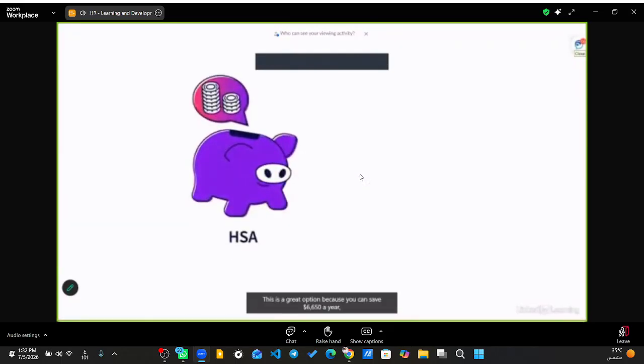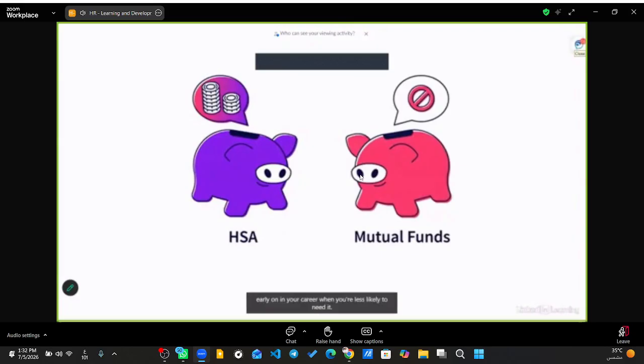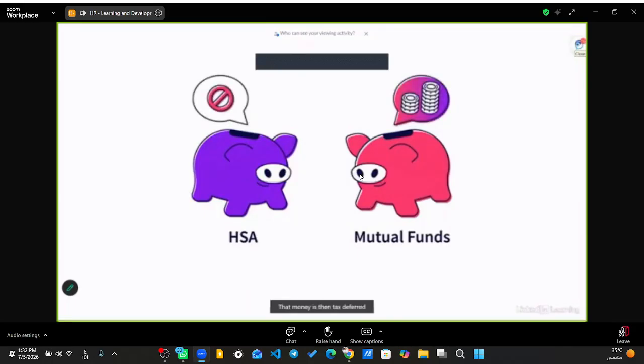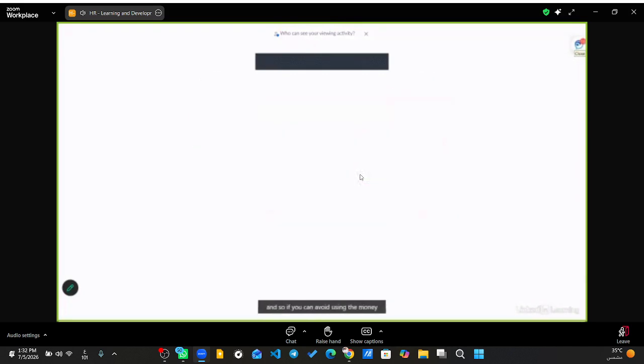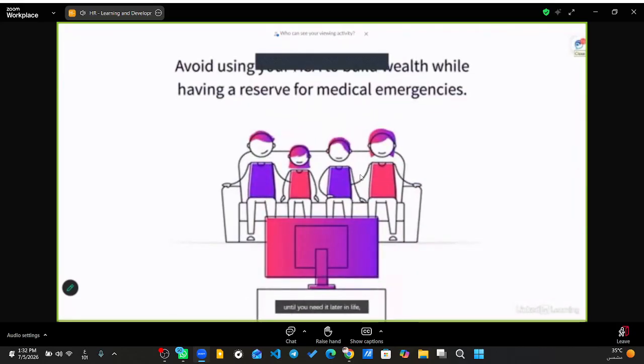This is a great option because you can save $66.50 a year. Remember, that's the max for a family HSA early on in your career when you're less likely to need it. That money is then tax deferred, so you won't pay taxes on that $66.50, and you can invest the untaxed funds in a mutual fund within the HSA. The untaxed money earns a return through those mutual funds over time. And so if you can avoid using the money until you need it later in life, you'll have built up quite a nest egg. This is a great strategy for building wealth while also having a good reserve set aside for any medical emergencies that do come up.